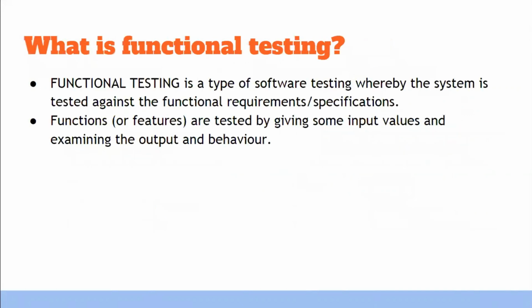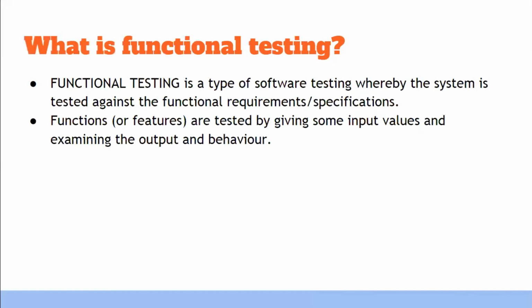Now, the next question is, what is functional testing? Functional testing is the one in which we check the functionality. Now, what is functionality? Functionality is the requirement which is directly stated by your customer, by your client. So functional testing is a type of software testing where the system is tested against the functional requirements. Functions or functionality are known as features. Features are tested by giving some input value and by making sure that you are getting the right output or the right behavior of the application. This is known as functional testing.